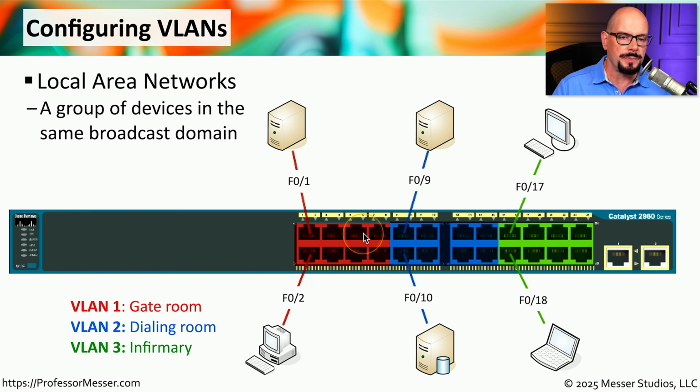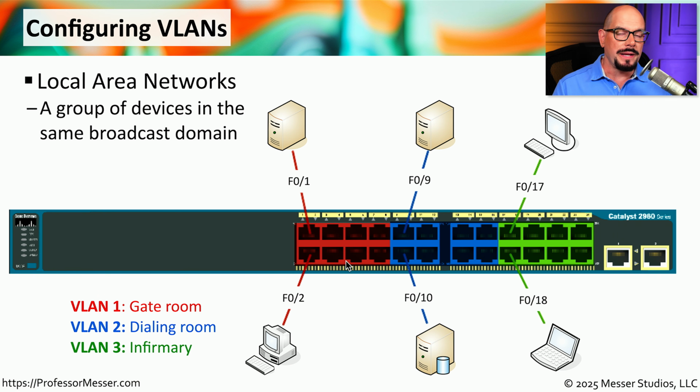This particular switch has been configured with 3 separate VLANs, and we can have some devices connected to VLAN 1, which is the gate room. We have other devices that are connected to VLAN 2, that's the dialing room, and then VLAN 3 is the infirmary. The devices on one VLAN are not able to communicate to devices on the other VLANs because they have been put into a completely separate broadcast domain.